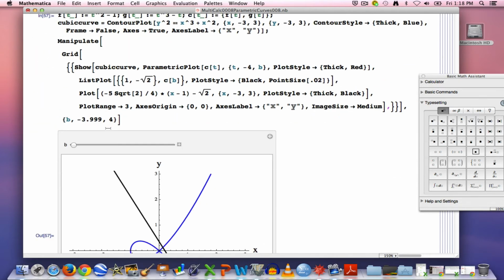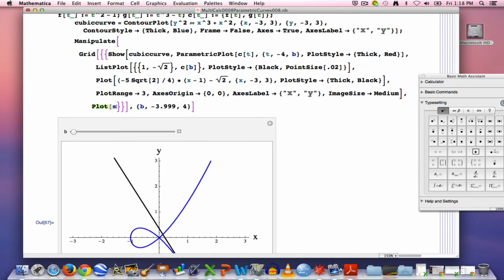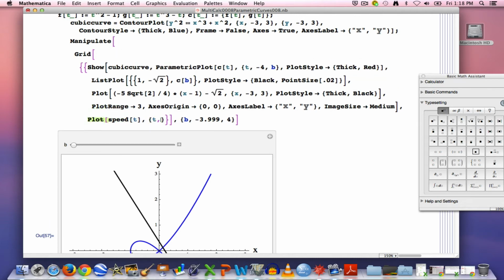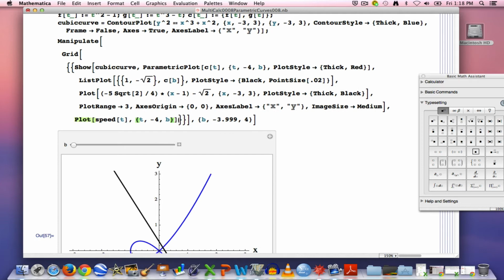It's now entered. I want to graph that function over here with the regular plot command. T is going to go from -4 to B. B is the animation parameter. Let's make it, say, thick red.